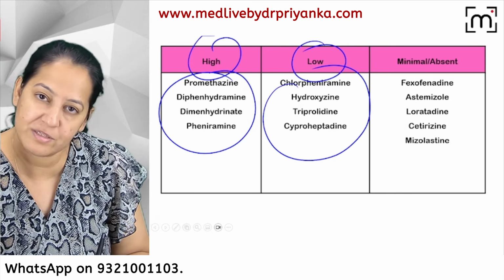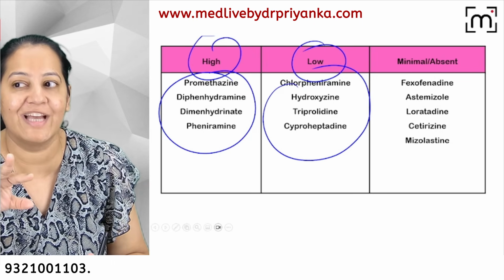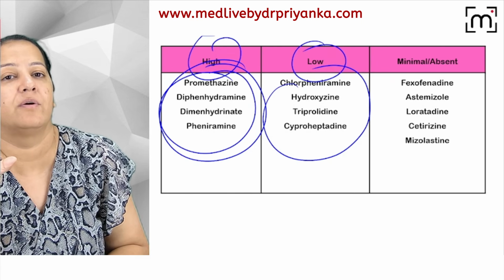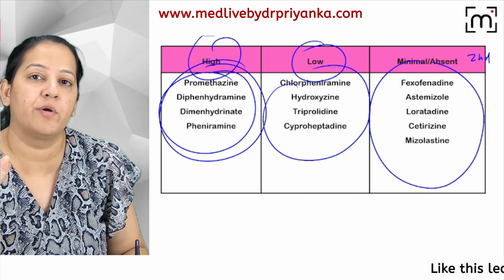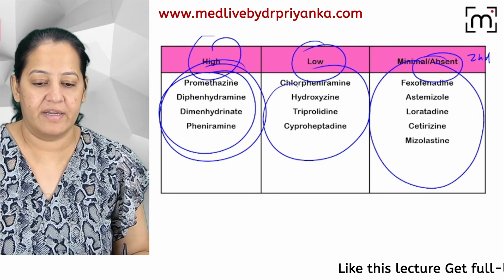One classification I told you is based on sedation. This classification is based on the anticholinergic activity. Along with blocking H1, how many of them block M1, M2, M3 more intensely? These are the first generation. Second generation don't block M1, M2, M3, so here the anticholinergic action is absent. I hope you are getting it.